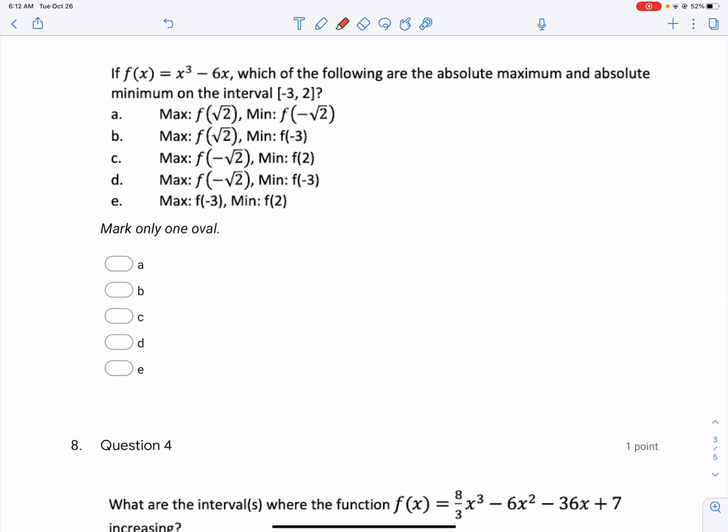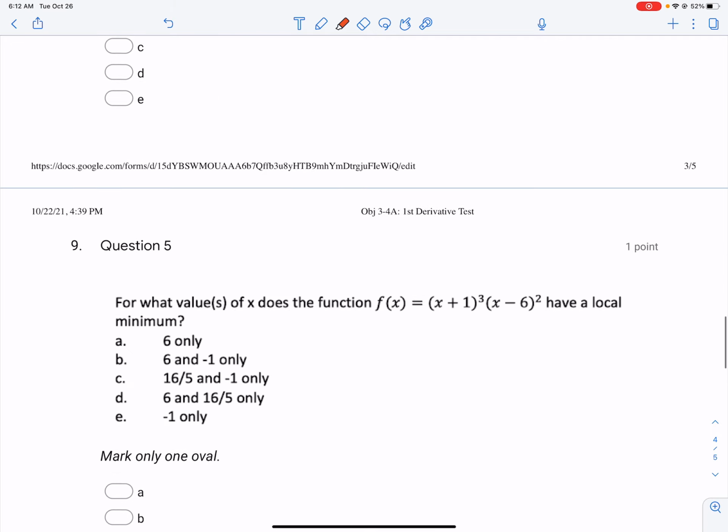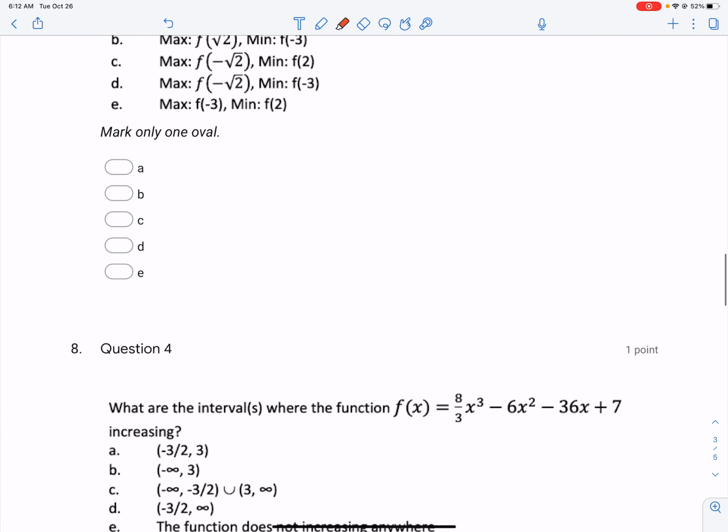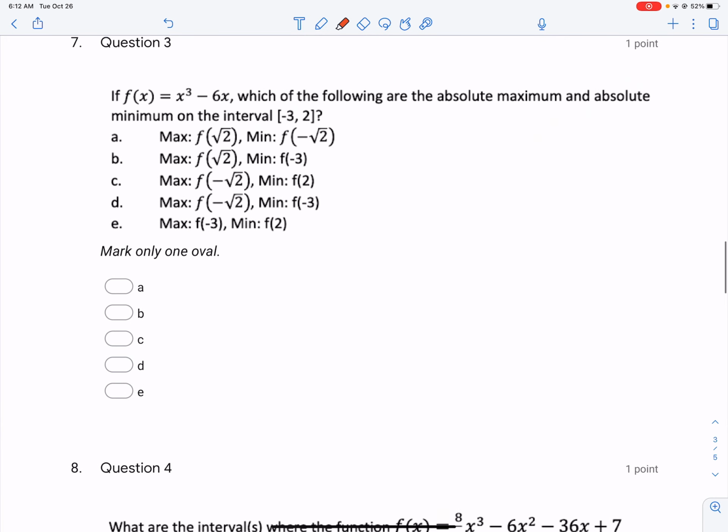We need to talk about absolute maxes and mins, which we will do here. So essentially they're the exact same thing. So I'm going to take the derivative. So f prime of x is equal to 3x squared minus 6. So 0 is equal to 3x squared minus 6. Factor out a 3, so 0 is equal to x squared minus 2. So x is equal to plus or minus root 2.